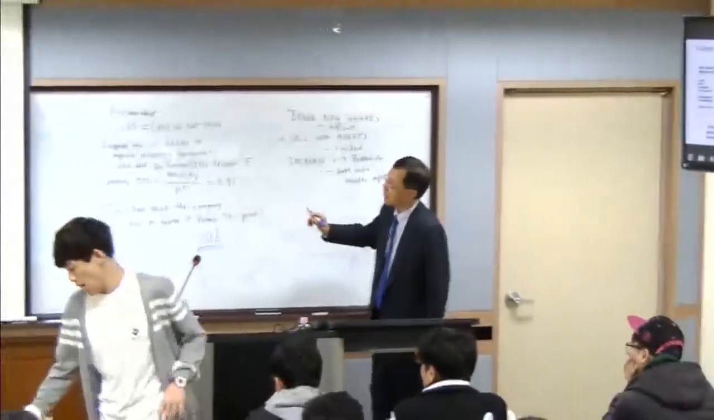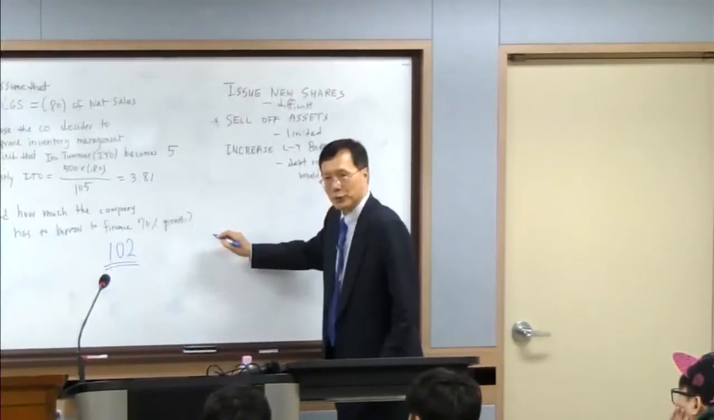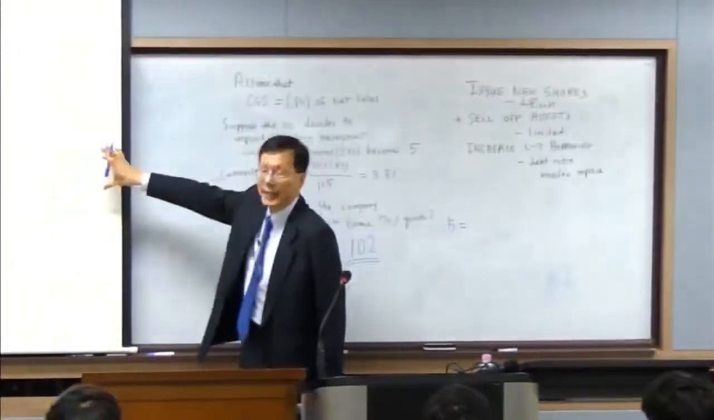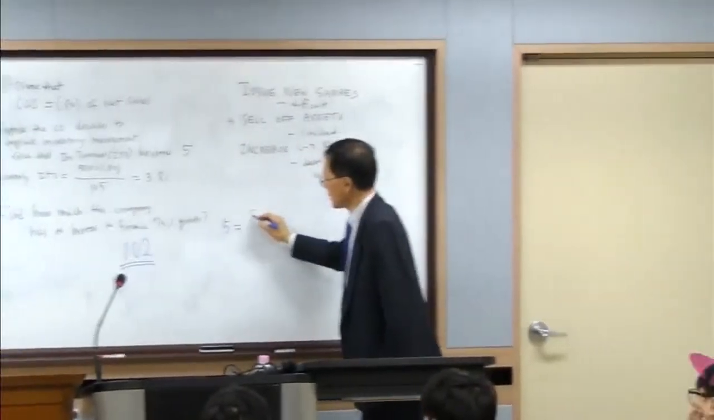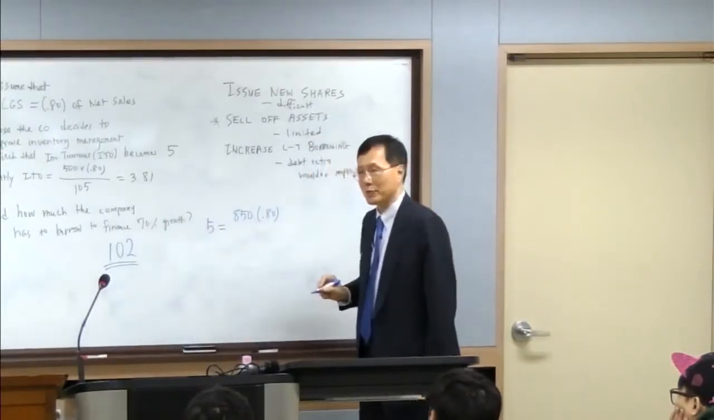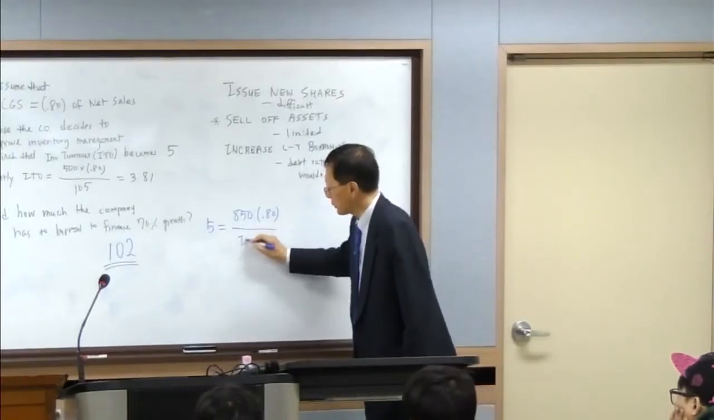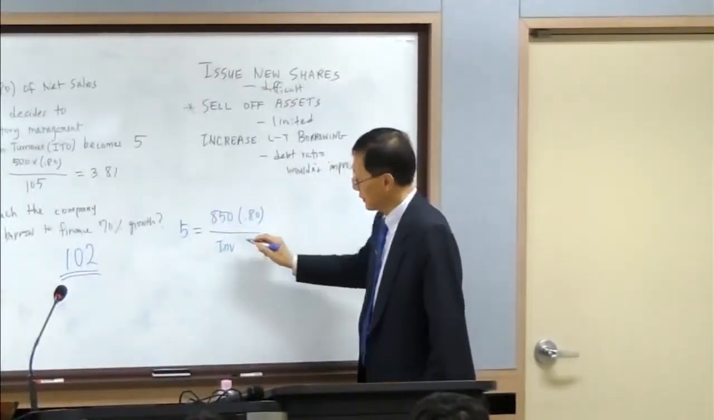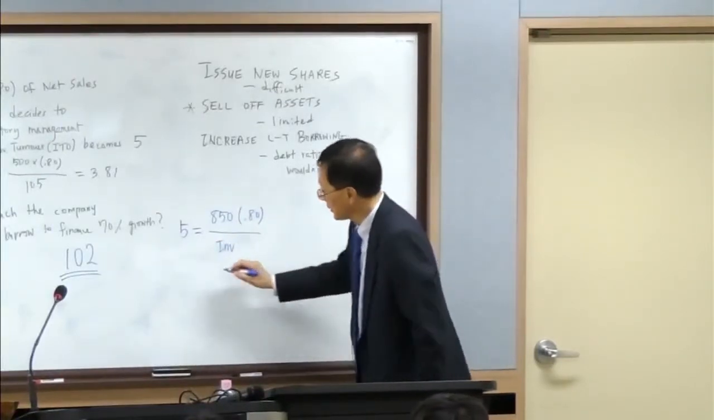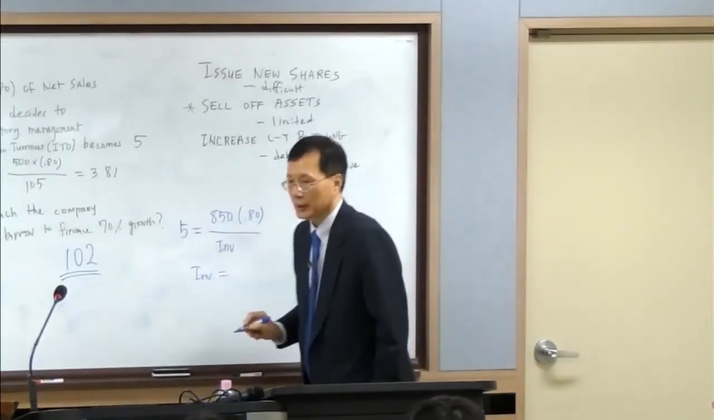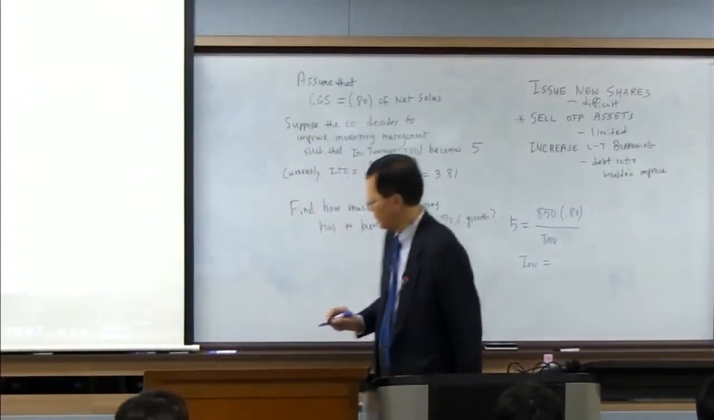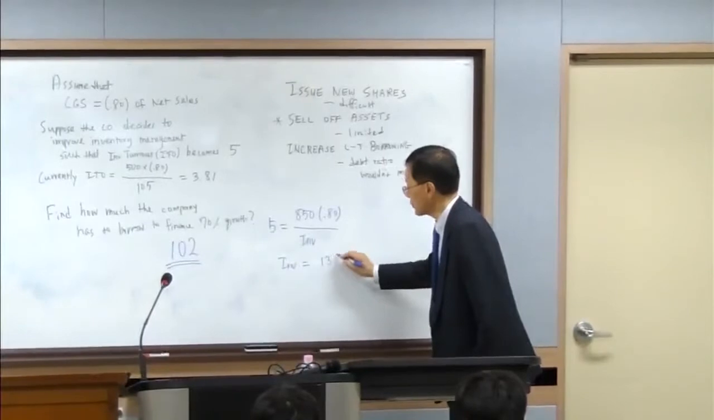It's very simple. If you would like to have inventory turnover of 5 in 2010 with net sales of 850, cost of goods sold is 850 times 0.8 divided by inventory. How much inventory are you going to have? You would like to find the amount of inventory, and if you compute it, inventory will be equal to 136.